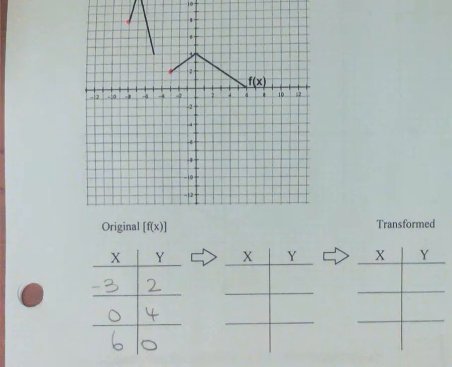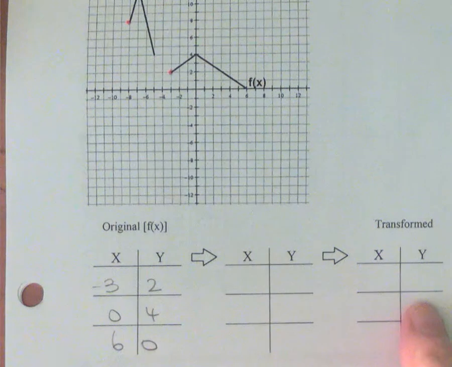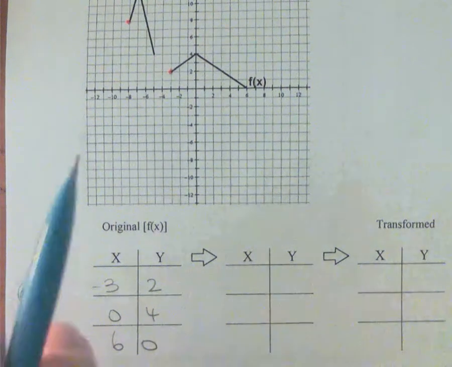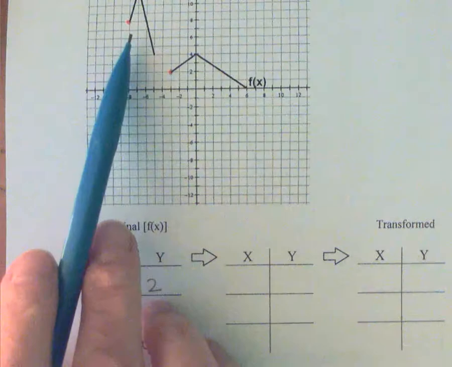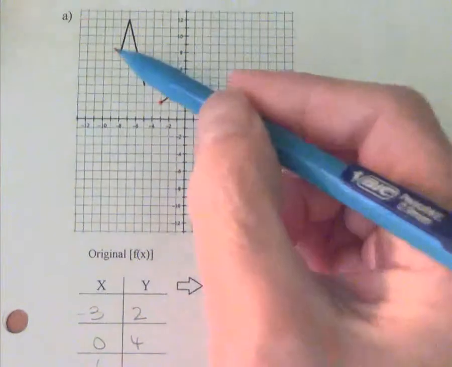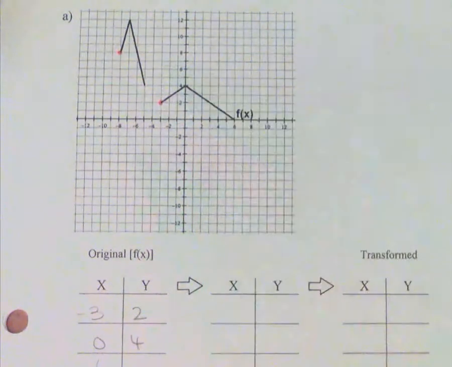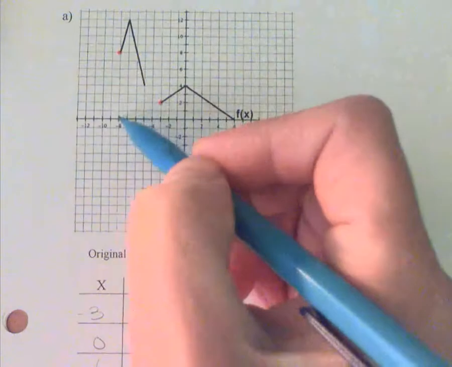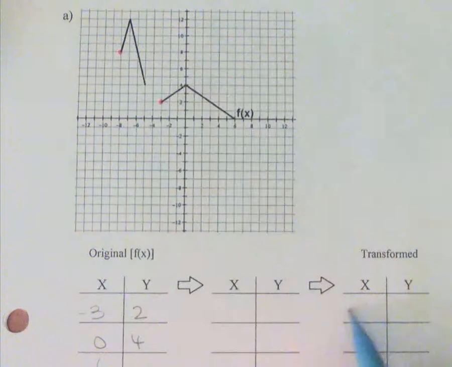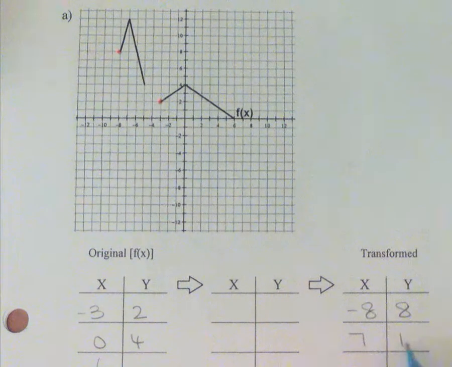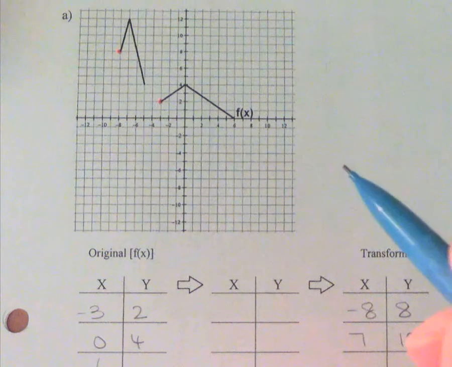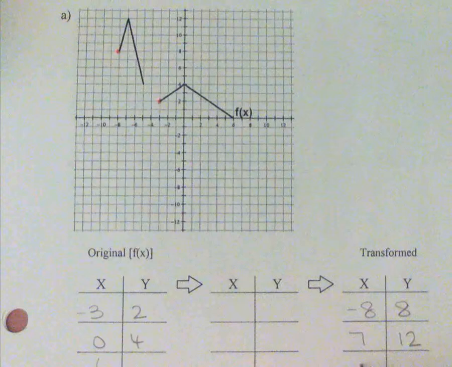Second thing I want to do is write the points from the transformed function, which is this one up here. I make sure they match, because I'm going to read the graph left to right, and I make sure they match in the same order. So the first point is minus 8 and 8. Second point, 7 and 12. And third point will be minus 5 and 4.